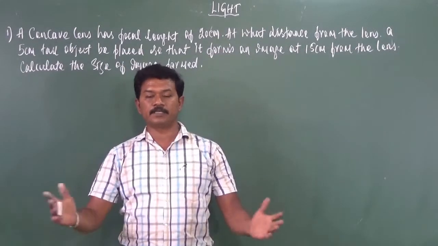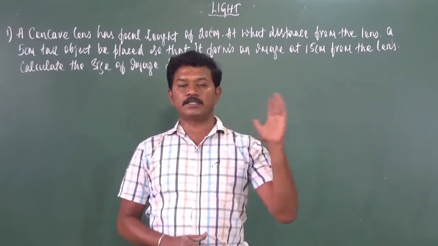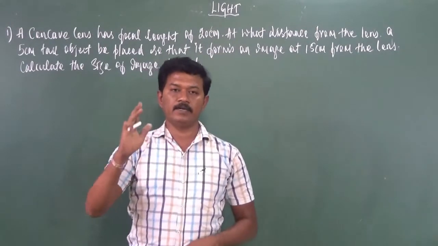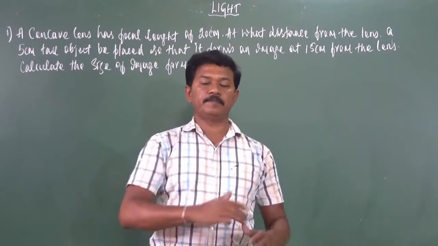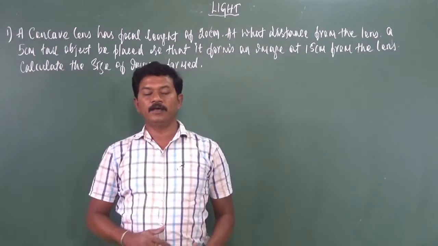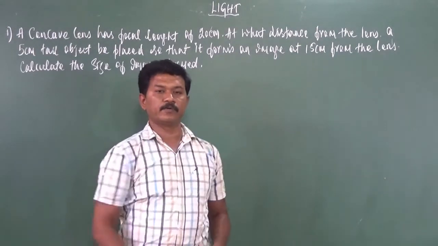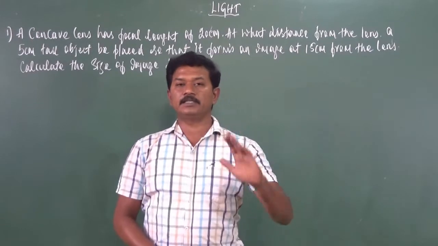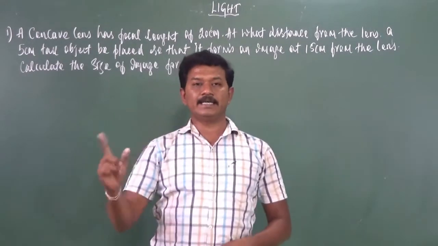And apart from that, the focal length of a convex lens is positive because we measure it from the optic center to the principal focus. So once again, focal length of a convex lens is positive, focal length of concave lens is negative.